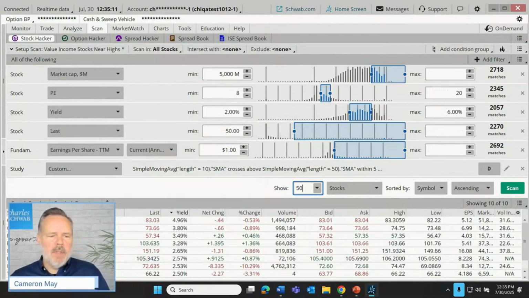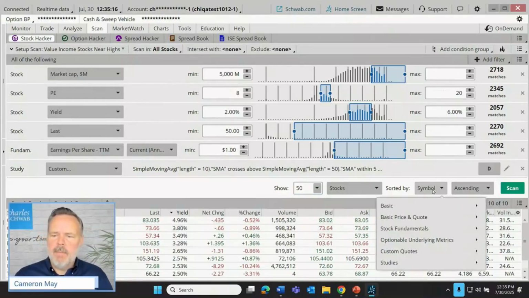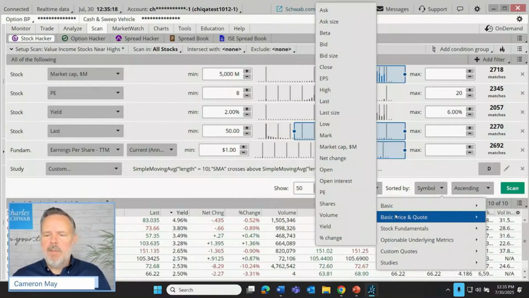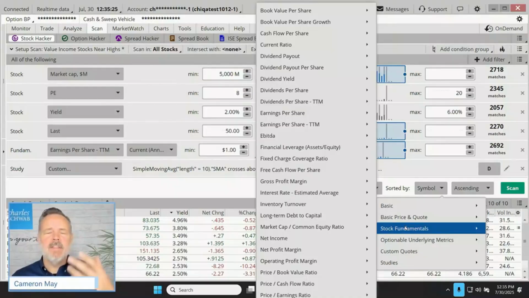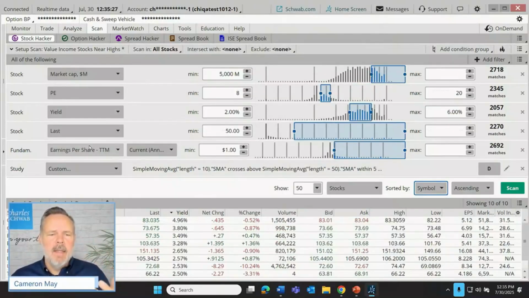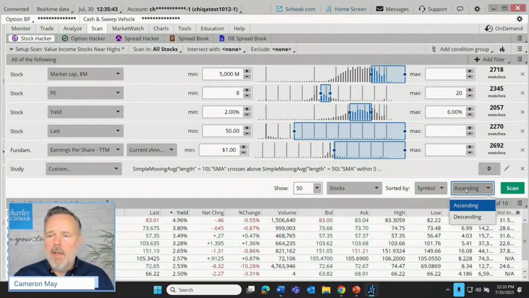By default, it's going to sort them by symbol just over here. But we can also sort them by, let me click on this, all sorts of different things. Like PE ratio is important to us. We can sort by PE. We can look using the same screens and filters that we applied up here. We can show them in ascending order, going from maybe lowest price to highest price as an example, or lowest in alphabetical order up to highest in alphabetical order, or descending.